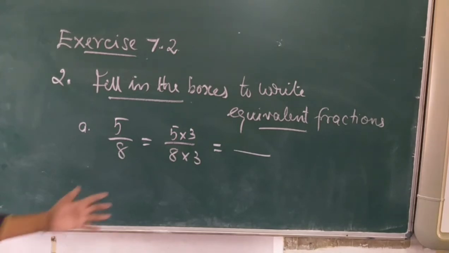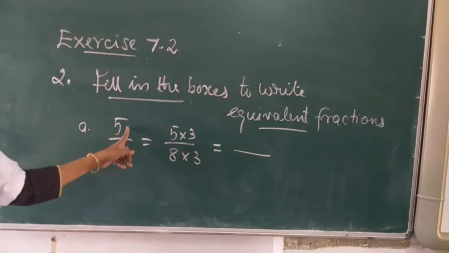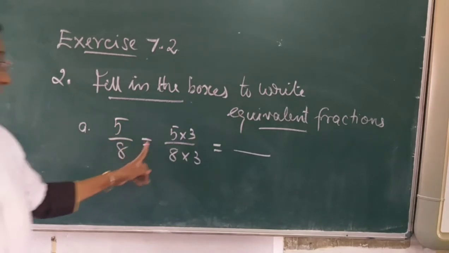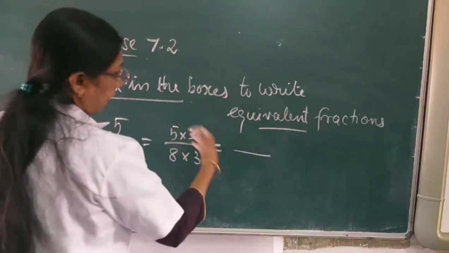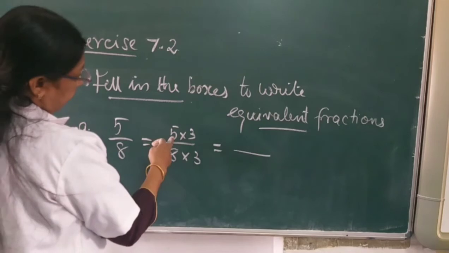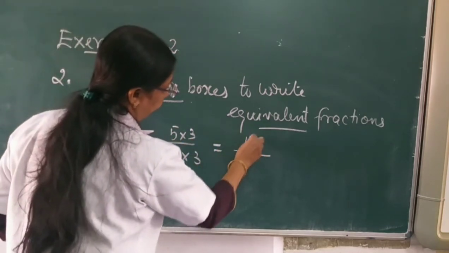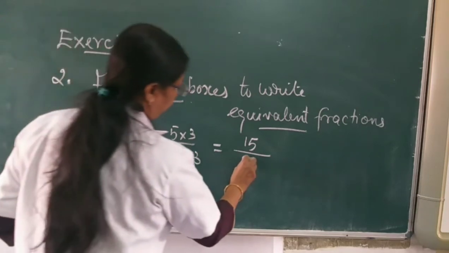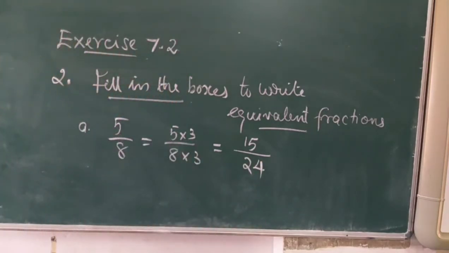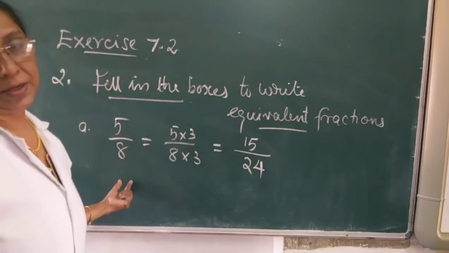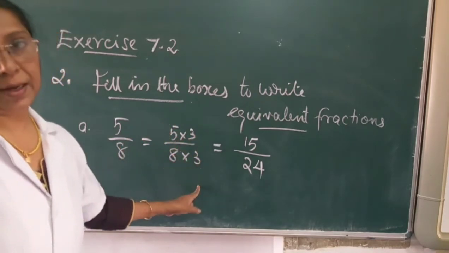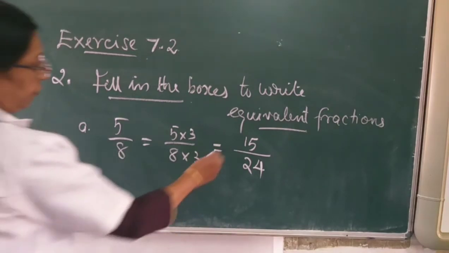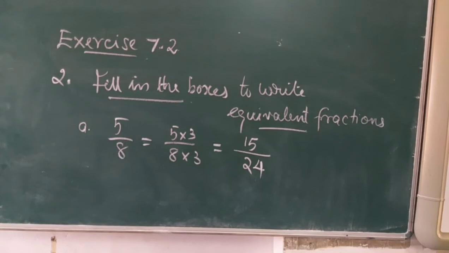Okay children, it's a very easy one. To find an equivalent fraction of 5 by 8, we multiply both numerator and denominator by 3. Then we get an equivalent fraction of this 5 by 8. That is 5 into 3, 15. 8 into 3, 24. This 15 by 24 is an equivalent fraction of 5 by 8. How do we get it? We multiply both numerator and denominator by 3.